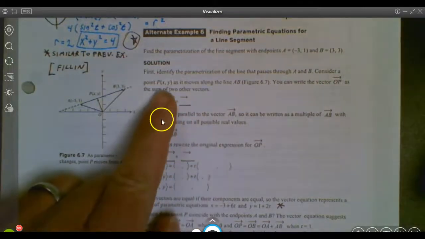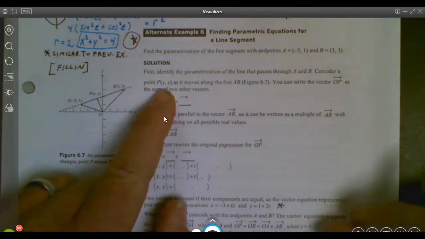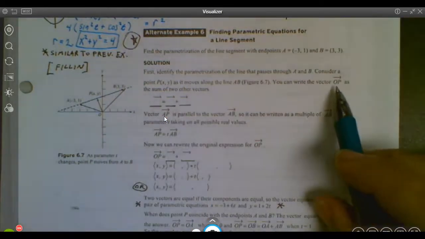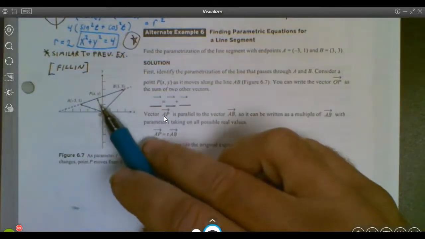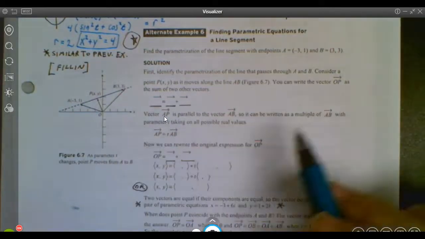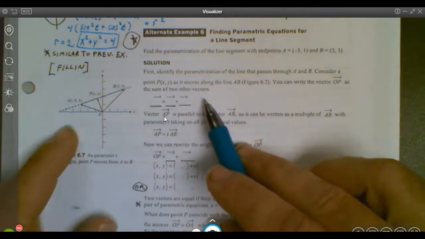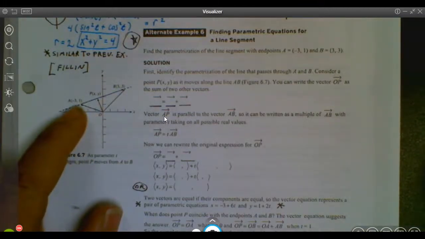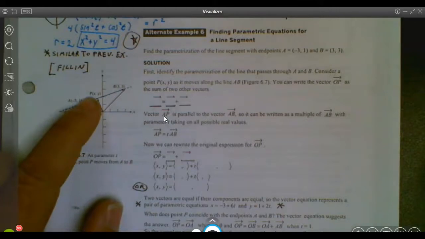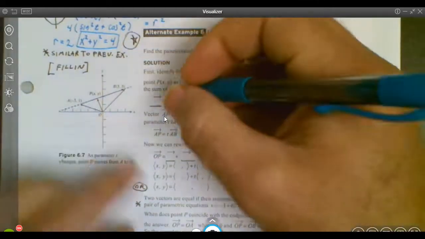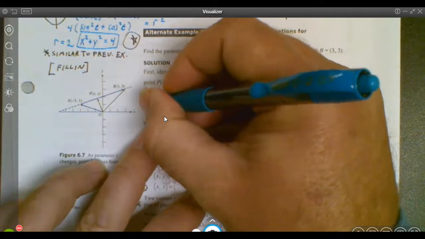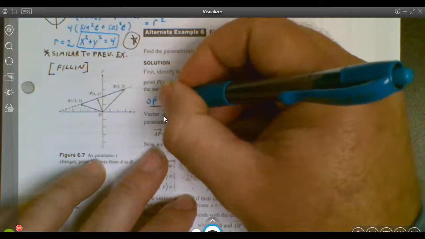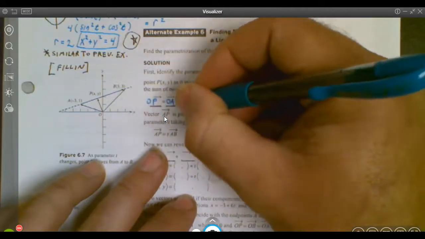So we're using P to represent any point on that line as it moves along line AB, or vector AB. So we can write the vector from O to P, from here to here, as the sum of the other two vectors. If I do OA plus AP, that should give me OP. So OP is the sum of going from O to A and then from A to P.